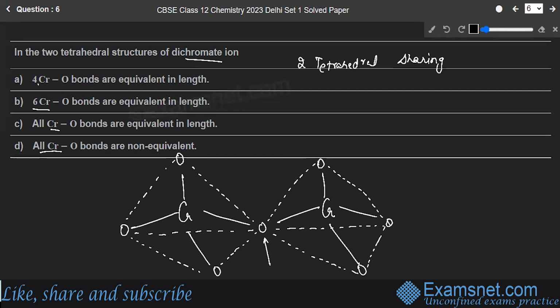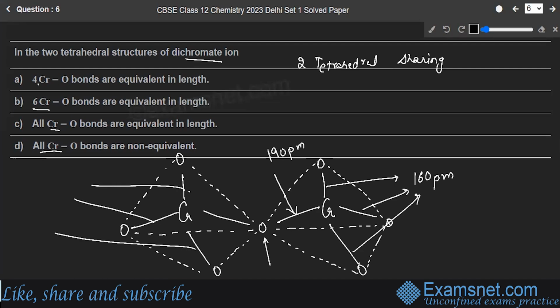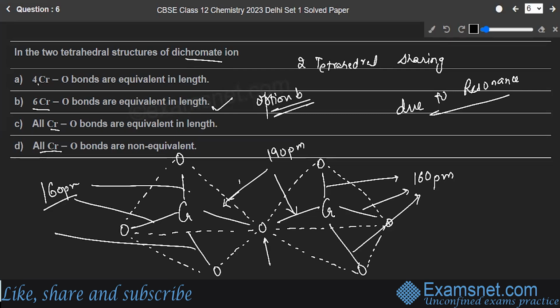The six terminal bonds in the dichromate ion have the same bond length. This one is 160 pm, and these two are 190 pm. The six terminal bonds, 1, 2, 3, 4, 5 and 6, have the same bond length of 160 pm, whereas these two bond lengths are 190 pm. So the six terminal bonds have the same bond length of 160 pm due to resonance. Here, all six Cr-O bonds are equal. So option B stands to be the right answer.